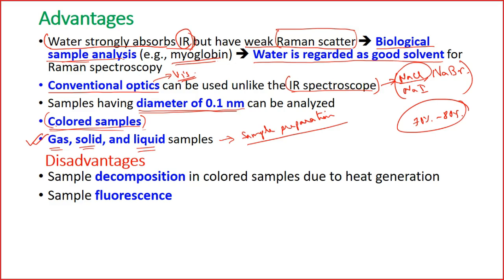There are certain disadvantages also. So what are the disadvantages? The sample decomposition. As I said, some colored samples may be absorbing infrared radiation. So if you use this 1064 nanometer laser, which is in the IR range, then the sample may absorb the IR radiation, and it will result in the decomposition of the sample.